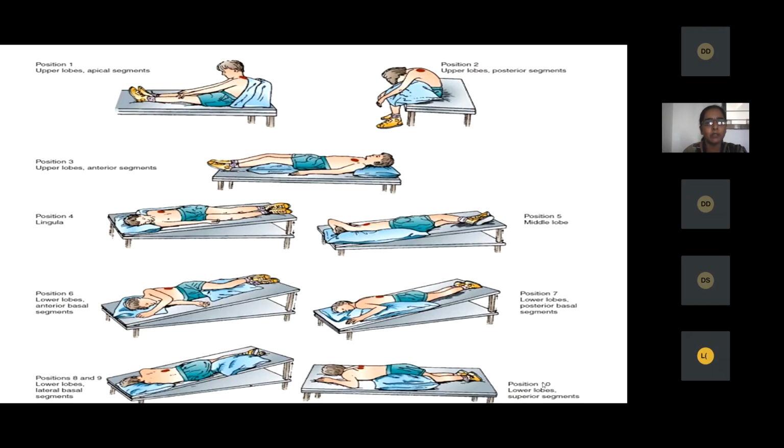Here they have shown some pictures of positions that we advise our COPD patients, depending on which area of the lung or which lobe is affected by COPD. For example, here in the upper lobe, apical segment, the patient feels better while sitting. Other pictures show other positions, and this is very good physical pulmonary rehabilitation for patients.